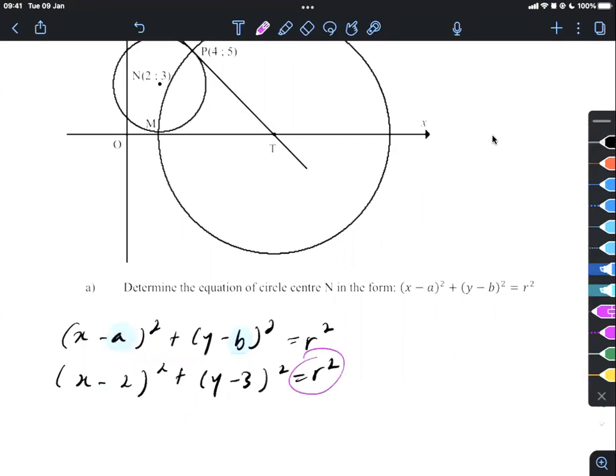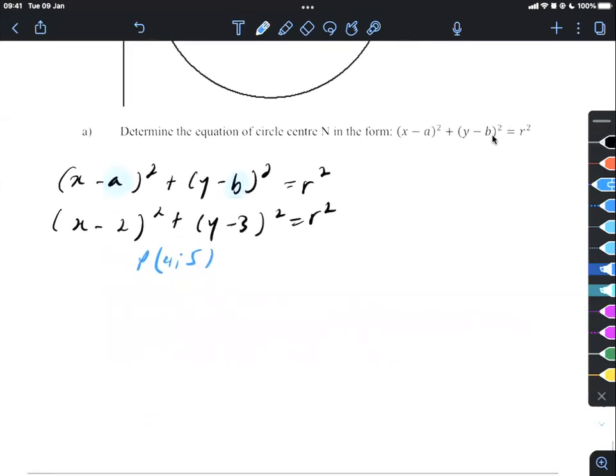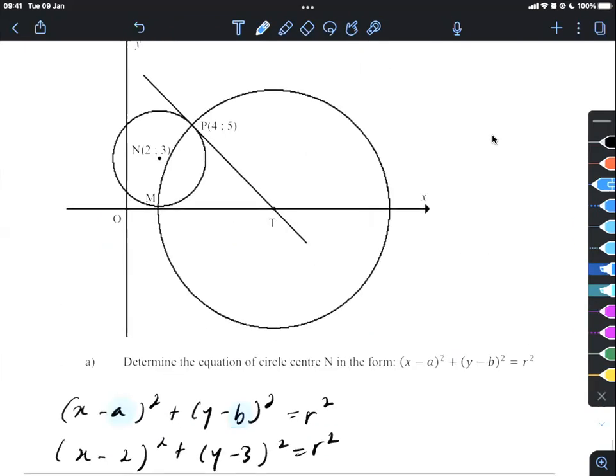Now that we have the center (2, 3), we now want to find the radius of the circle. In order to find the radius of a circle, we should substitute the point P, which is (4, 5). Substituting the point P, (4, 5), into this equation, we should be able to find the radius, all right? Because the radius is the distance, if I may.